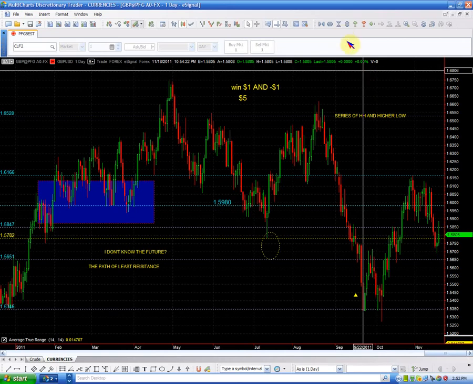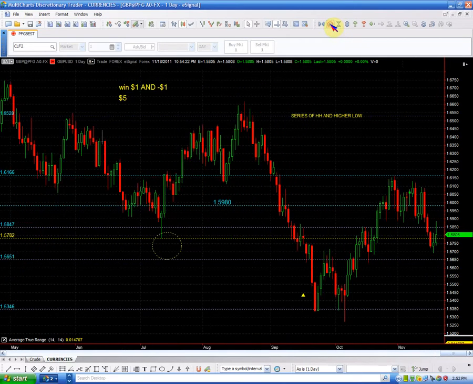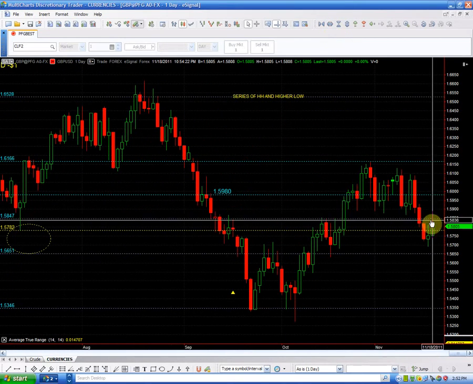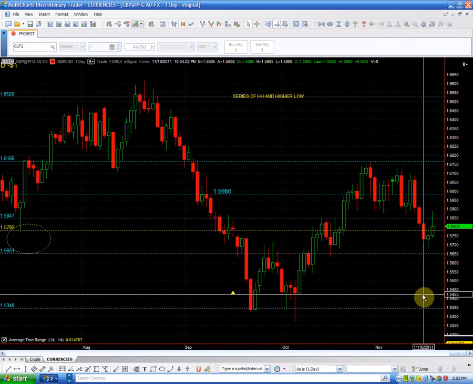And in the process of selling, how many sell signals were created by this move, guys? Three, exactly. So you have three sell signals.